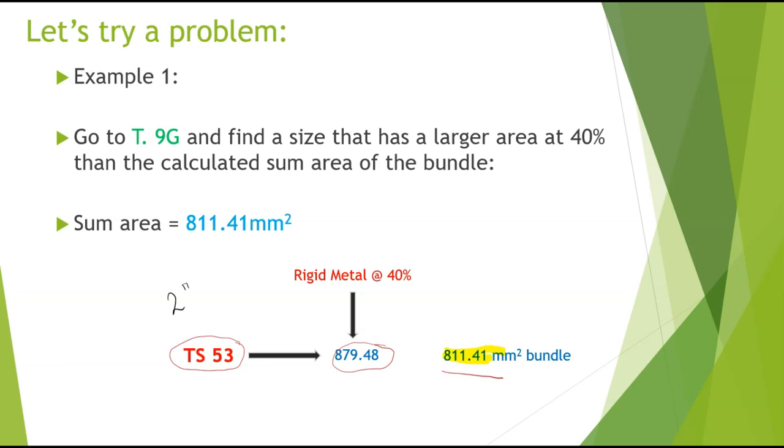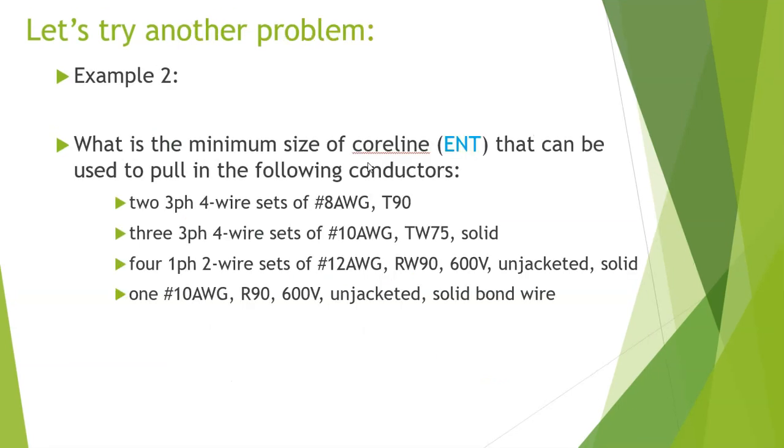Now from here, let's do a little bit more of a complicated problem. This time, we want to know the minimum size of Core-Line that we're going to be able to run in order to house a particular bundle of wire. Keep in mind that Core-Line, you won't find that in the codebook. That's like a brand name. The codebook refers to Core-Line as ENT, or electrical non-metallic tubing. So that's your Core-Line in the codebook.